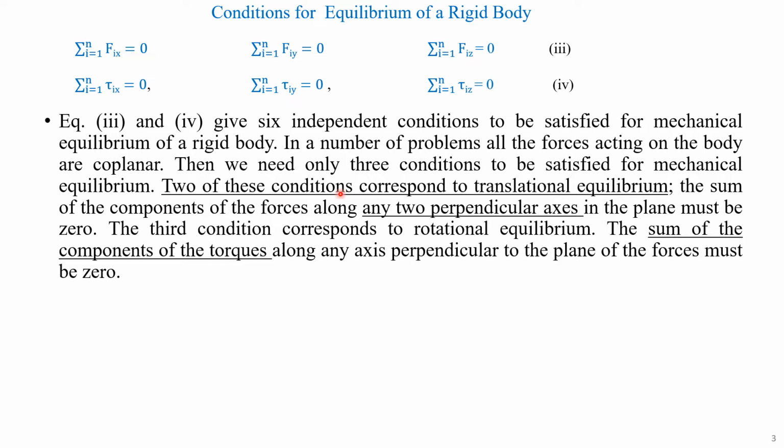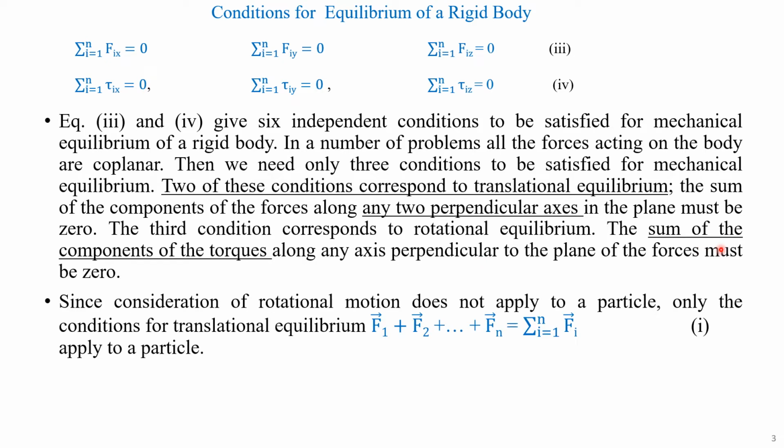Two of these conditions correspond to the translational equilibrium. That is, the sum of the components of forces along any two perpendicular axes in a plane must be 0. The third condition corresponds to the rotational equilibrium. Please note, the third condition is for rotational equilibrium. Therefore, the sum of components of the torques along any axis perpendicular to the plane of force must be 0.